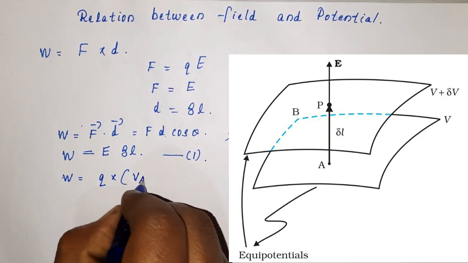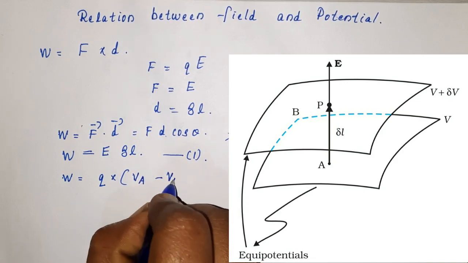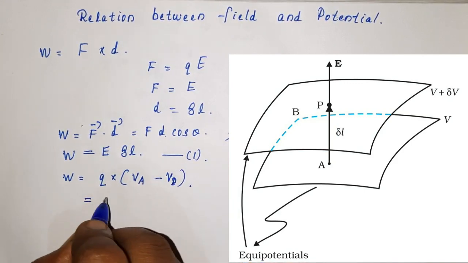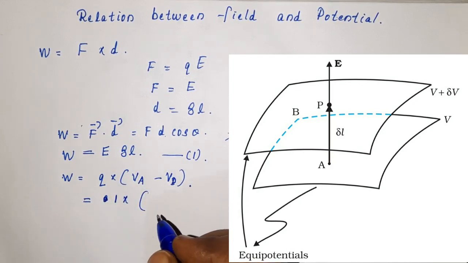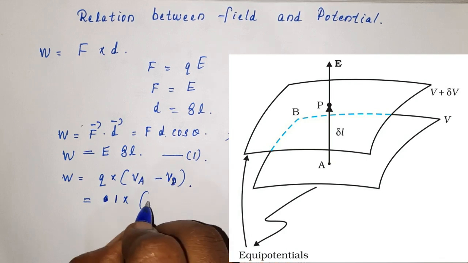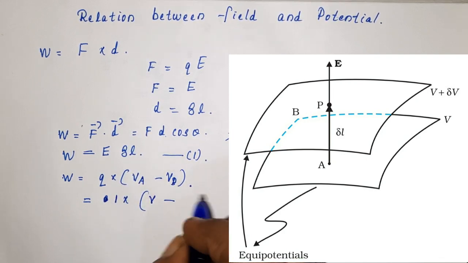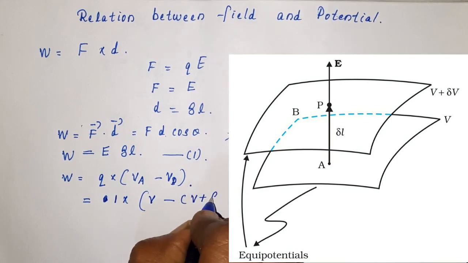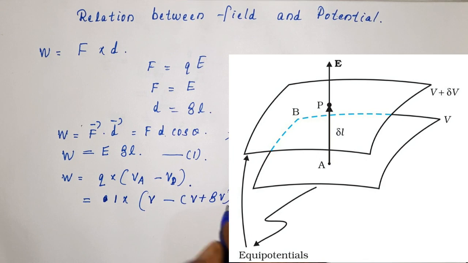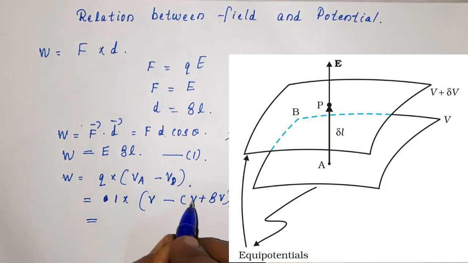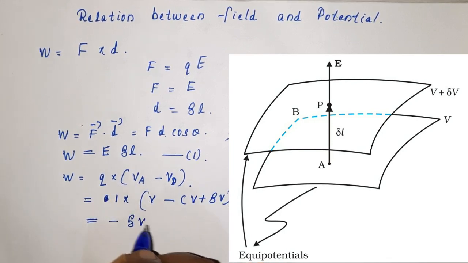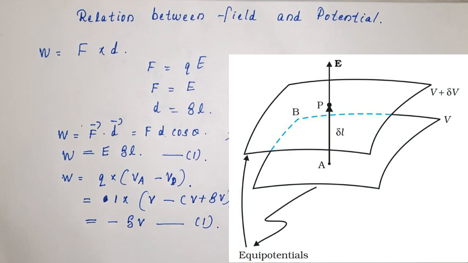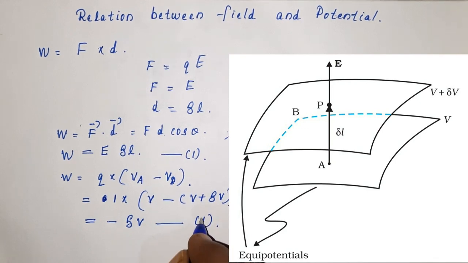So work done is equal to Q into (VA minus VB). Okay, so what is Q? Q is 1. So 1 into what is VA? Look in the diagram. A is at a potential V. So V minus what is VB? It is V plus delta V. So W equals V minus V, 0. Then minus into plus becomes minus delta V. So work done is minus delta V as per this equation. So that is equation 2.